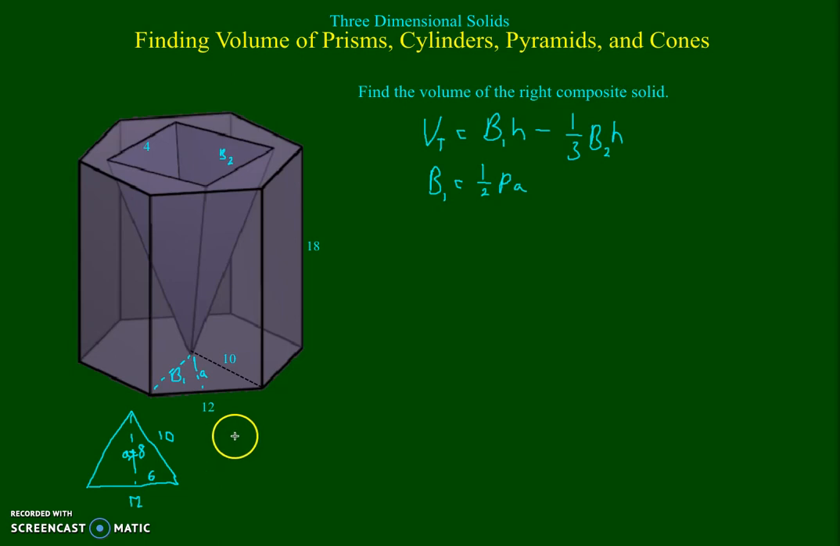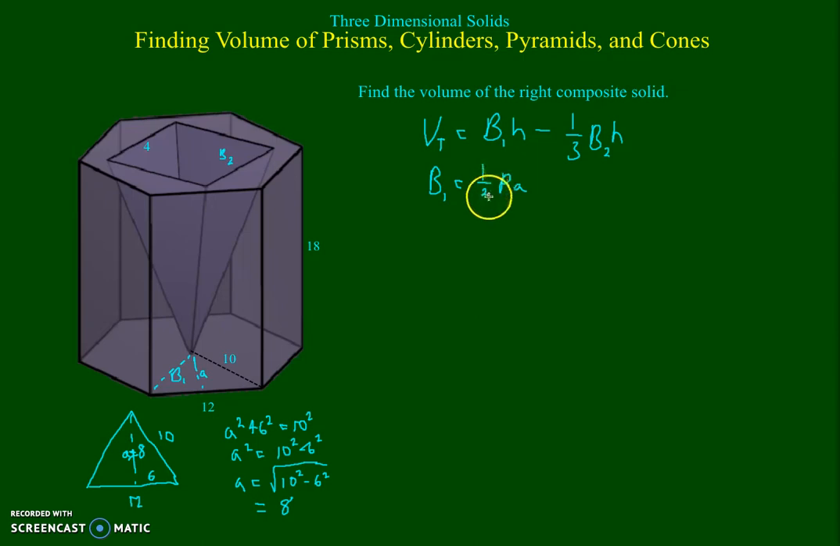If you didn't remember that, that's fine. You can just do a squared plus 6 squared equals 10 squared. A squared equals 10 squared minus 6 squared. Take the square root of both sides. So a equals the square root of 10 squared minus 6 squared. And if you did that, you would come out with 8. Okay, well that gives us our apothem.